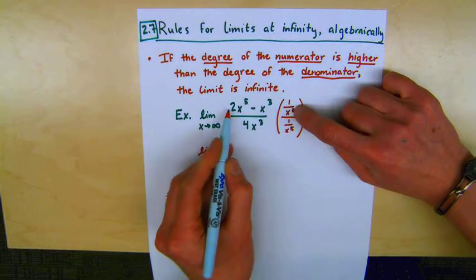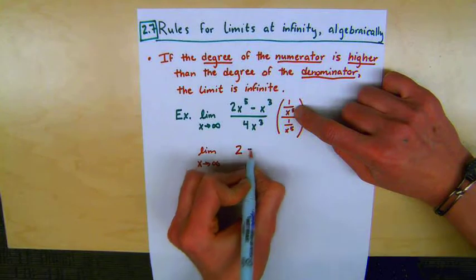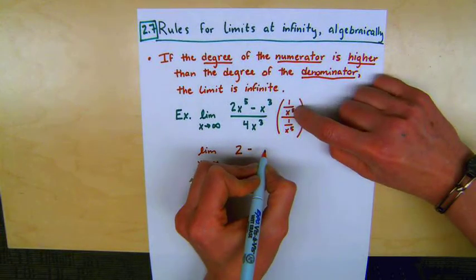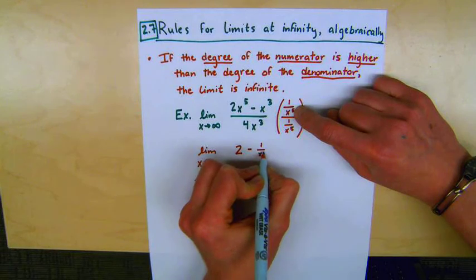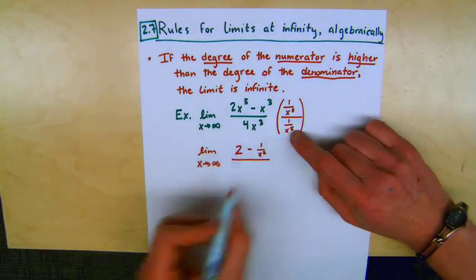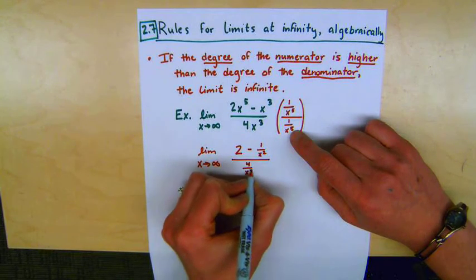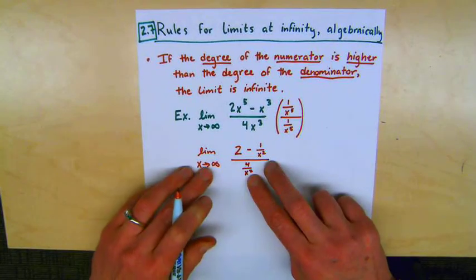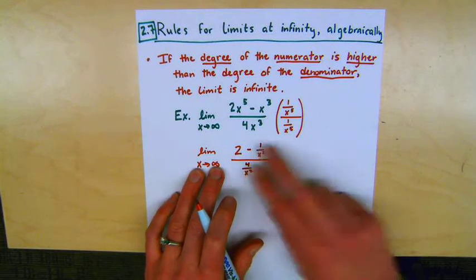By the distributive property, I end up with 2 minus x to the 3rd divided by x to the 5th, which is 1 over x squared. And x to the 3rd divided by x to the 5th, I'm going to end up with 4 divided by x squared. And look what happens when I evaluate this limit. When x goes to infinity, what happens to each of these pieces?